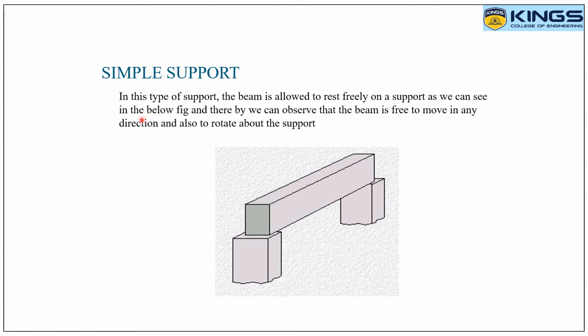Next one, simple support. In this type of support, the beam is allowed to rest freely on a support. So this beam is supported at both ends, as we can see in this image, and thereby we can observe that the beam is free to move in any direction and also to rotate about the support. Hence it is termed as simple support. It does not resist or restrain the translation or rotary motion as in fixed support.